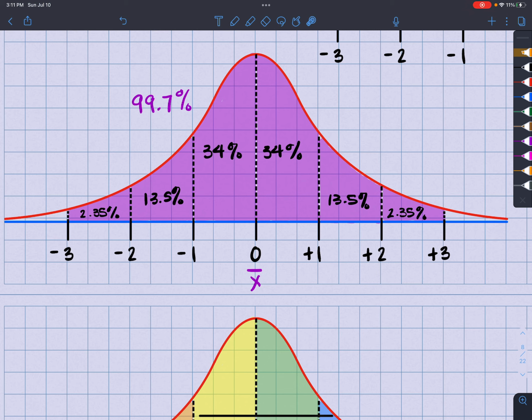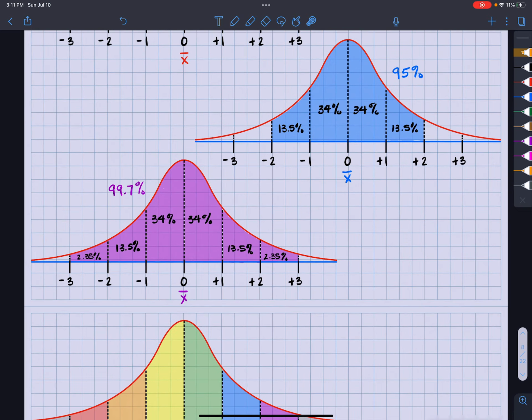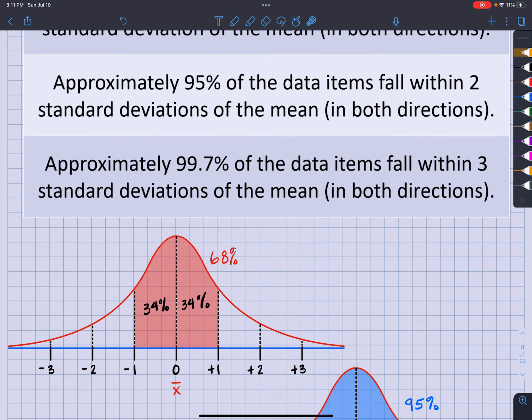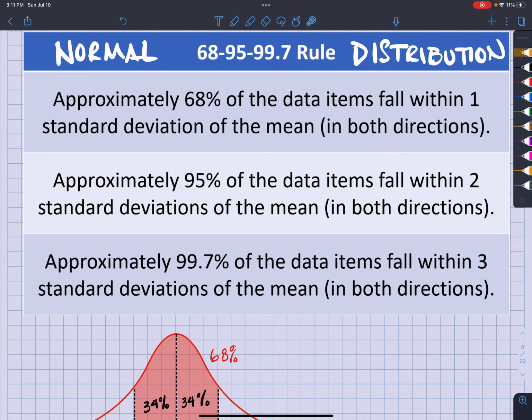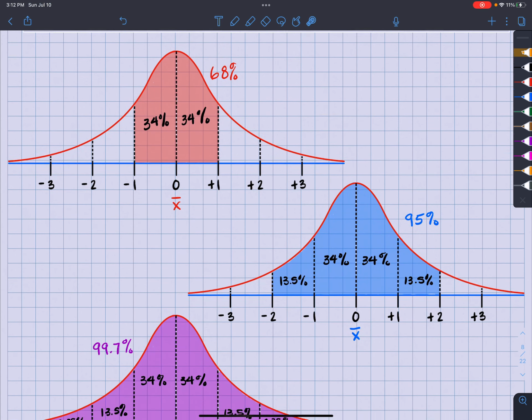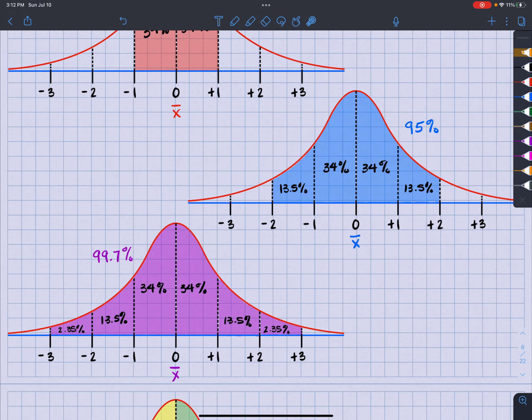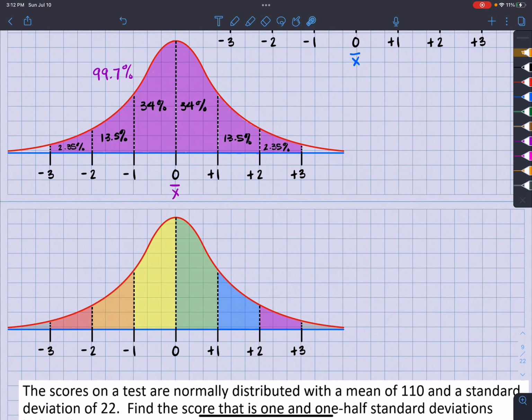So again, the whole purple is 99.7. This little tiny piece right here, 2.35. This bigger piece, 13.5. This really big piece is 34%. So this is always a consistent rule with normal distribution. Anytime you hear that data is normal, you're going to think of the 68, 95, 99.7 rule.